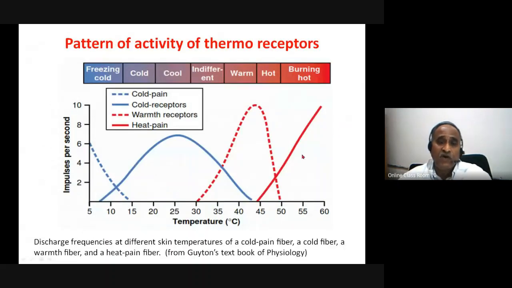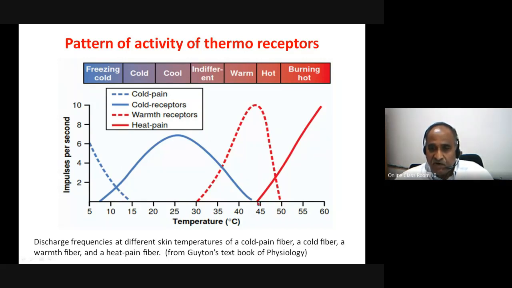Now, if you are looking at this graph, this one I have taken from Guyton's textbook of physiology. Let me check these dotted red lines. These are warm receptors. So here, this is the peak of the warmth. Somewhere around 42 degrees Celsius, it is peak. The warmth sensation starts beginning to appear somewhere around 30 degrees Celsius and reaches its peak around 42 degrees Celsius. And after 42 degrees, it decreases. These are the warm receptors.